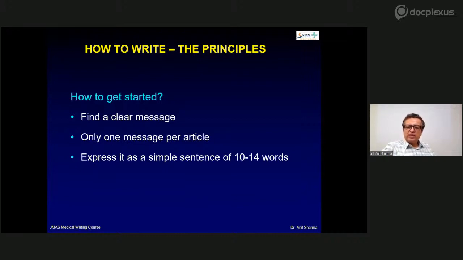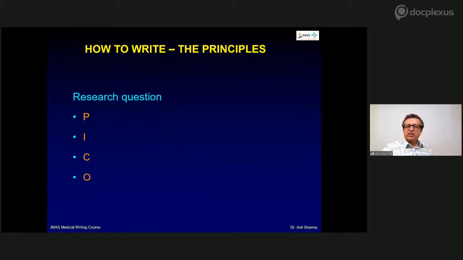So where do you get a clear message from? A clear message comes from a clear research question. And like Sandeep showed you a while ago, a clear research question stems from the PICO acronym, which is which patients, what sort of an intervention, what comparison, and what were the outcomes. So a clear message comes from a clear research question.